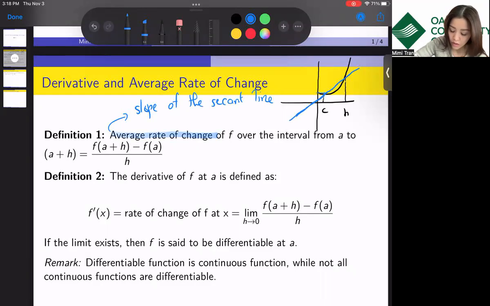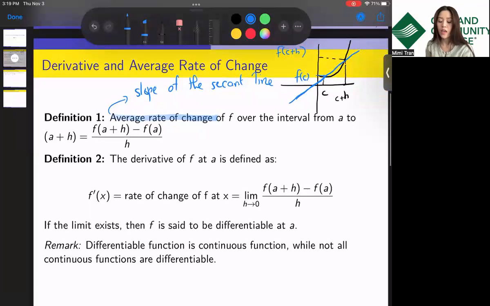C, I have the y function will be f of C, right? And H, and then I have C plus H. So right here, I got C plus H. I should have said C plus H here. This is C plus H, right? Here I have f of C plus H. Right, so that is the average rate of change. It represents the slope of a secant line.